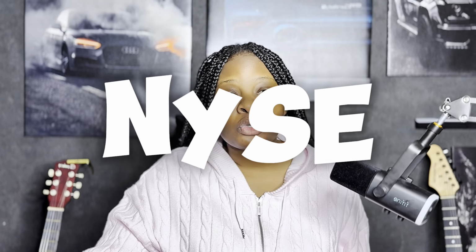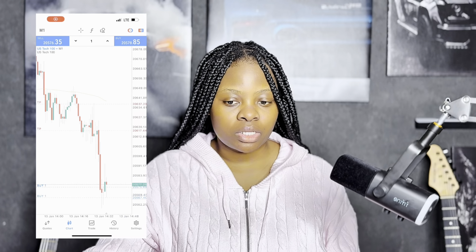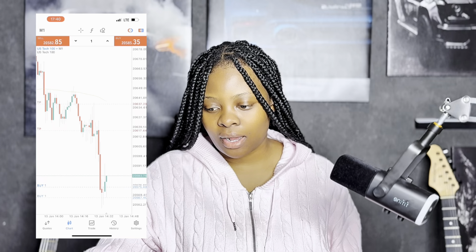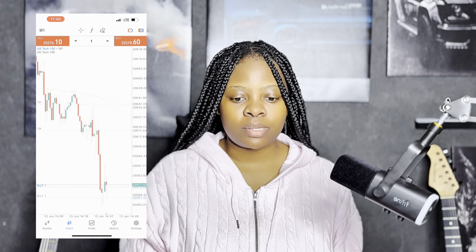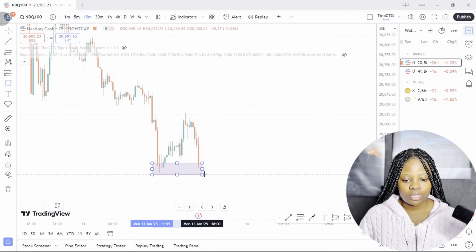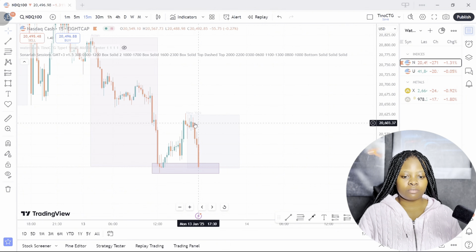10 minutes past the New York Stock Exchange market open. As you can see, we are in the NASDAQ trade right now on the 1 minute time frame. Let's just go over on the laptop. Let me explain. You can see this zone right over here, right? So the New York session opened at this level and dropped down.